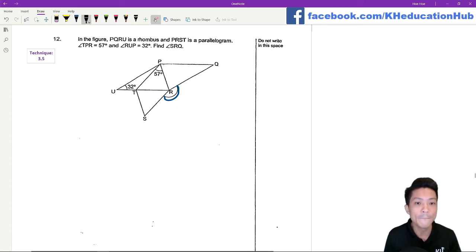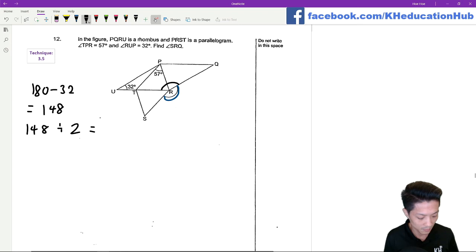Okay, since PQRU is a rhombus, I can find this angle here. 180 minus 32, 148. Okay, and these two are the same because it's a rhombus, so I'm going to divide it by 2. Hmm. 74. This is a 74. This is a 74.